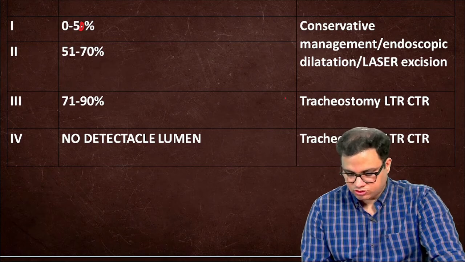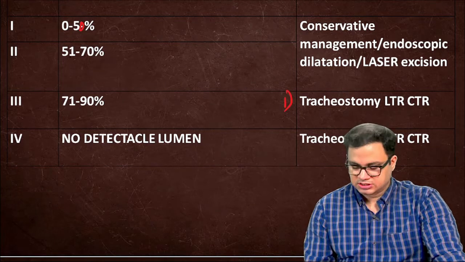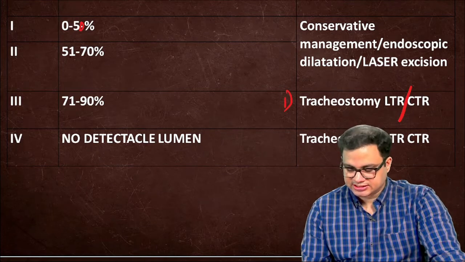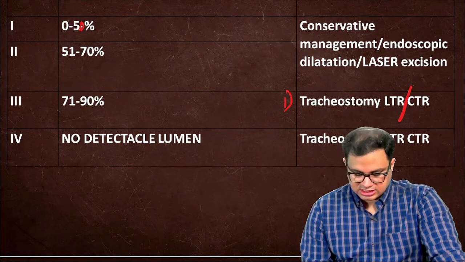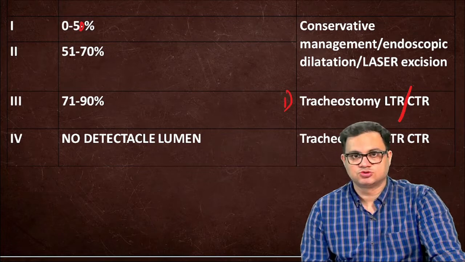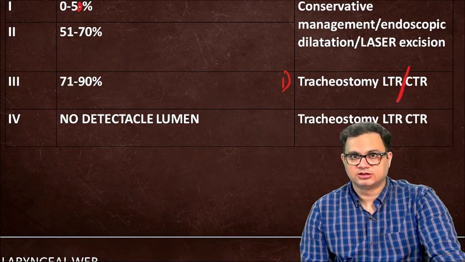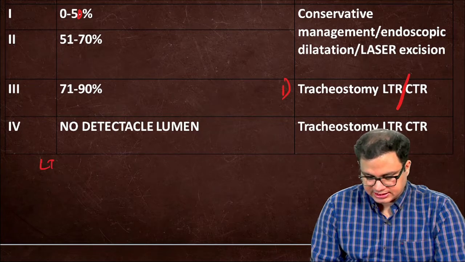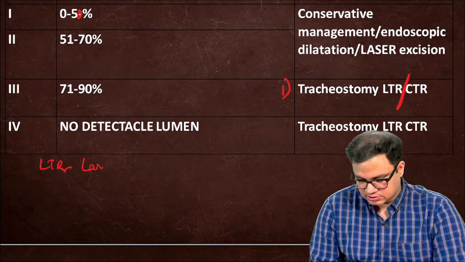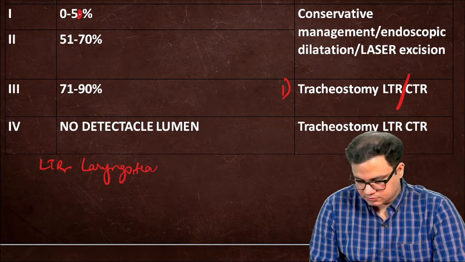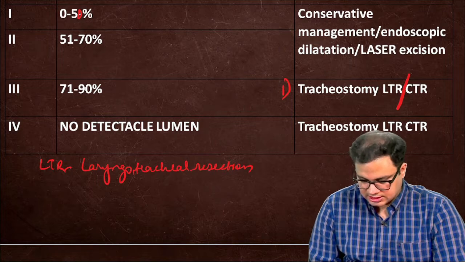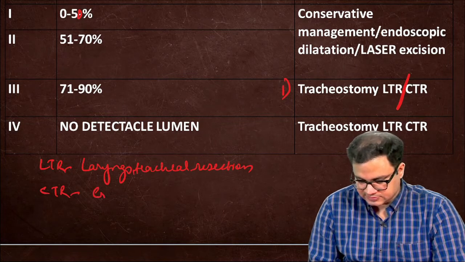The first and foremost thing is that we must do tracheostomy, and we must do a laryngotracheal resection as well as a cricotracheal resection. Even in grade 4, we must do these things only: tracheostomy with laryngotracheal resection and cricotracheal resection. Now, LTR stands for laryngotracheal resection and CTR is the cricotracheal resection.